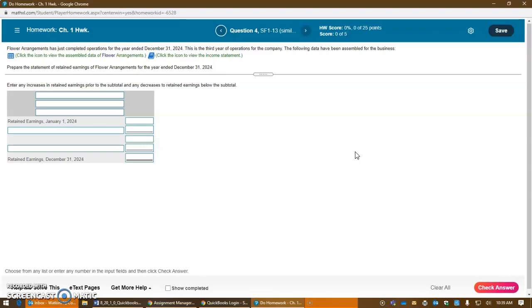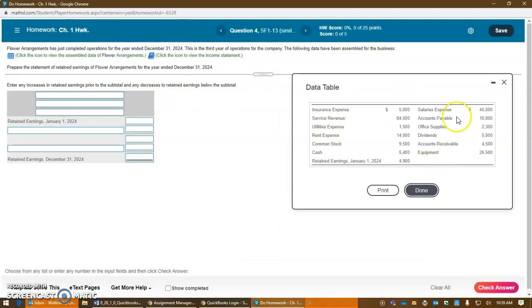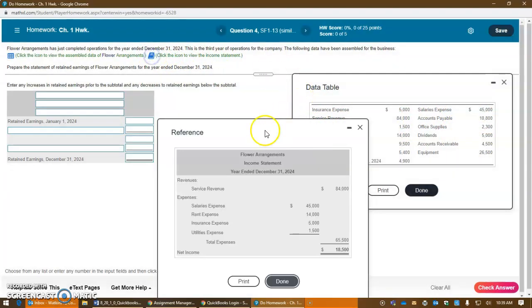The Flower Arrangements Company has just completed operations for the year ended December 31st, 2024. This is the third year of operations for the company. The following data has been assembled for the business. So we're going to click this data table and you see all the accounts listed with their ending balances. Now some of these accounts we're not going to need.